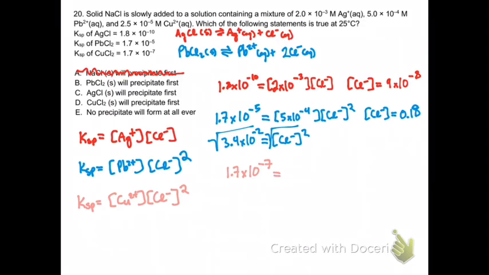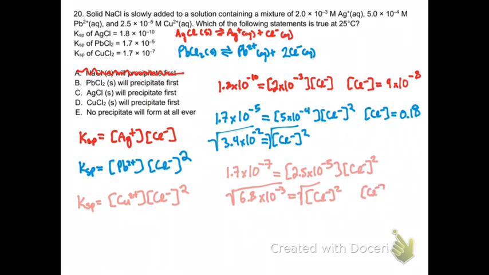And that's going to be equal to, we're given our copper 2 plus concentration, which is 2.5 times 10 to the negative 5th molar. And then we have Cl minus squared. So we'll divide both sides by the 2.5 times 10 to the negative 5th. So we'll get that the Cl minus concentration squared is equal to 6.8 times 10 to the negative third. We'll take the square root of both sides. And we'll end up getting this chloride concentration needed to reach equilibrium, saturation here, is 8.2 times 10 to the negative 2.